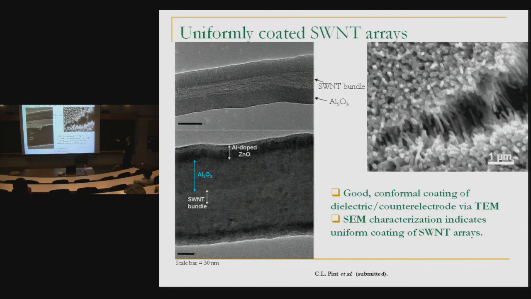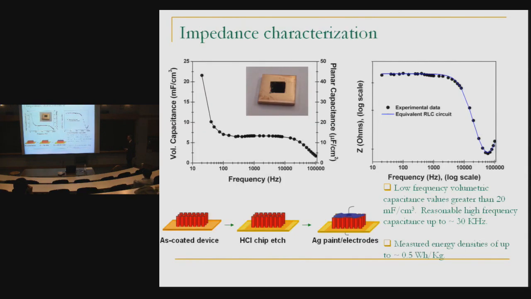Compared to the images I showed you earlier, they look more like these nano rods instead of single-wall carbon nanotubes. And so that's very good. And I've done a lot of SEM imaging, both destructive and just after coating, to take a look at the structure of these and to find that the coating was pretty uniform on the nanotube arrays.